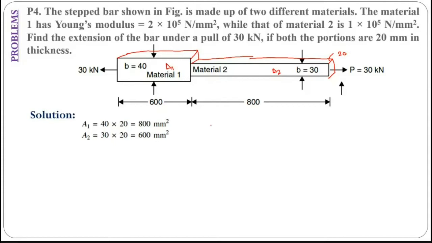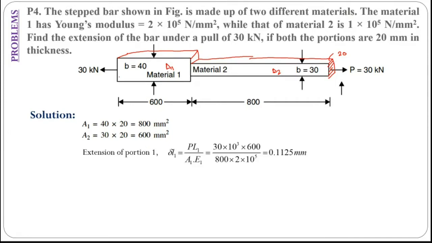First, let us identify area one and area two. Area one is 40 into 20, which is 800, and area two is 30 into 20, which is 600. So we got both the cross section areas. The next step is let us split this into two. So the first portion is only this one, which is something like this. So this is my first portion.